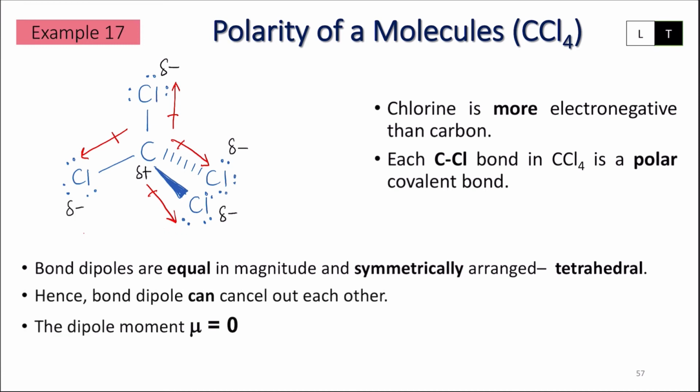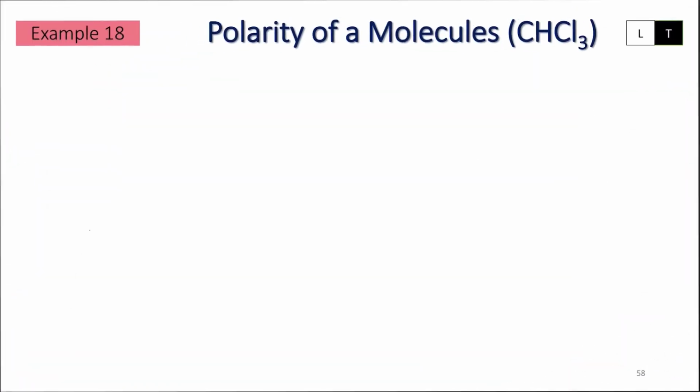The dipole moment is mu equals to 0. Therefore, we can conclude that CCl4 is non-polar molecule. Let's try the next one. We have CHCl3. So CHCl3, draw the Lewis structure and determine the molecular geometry. You will have like this.